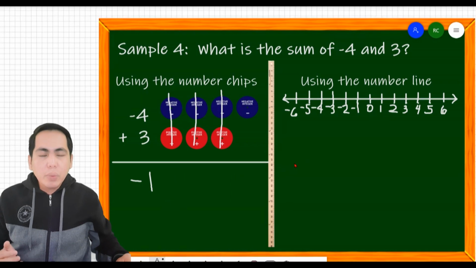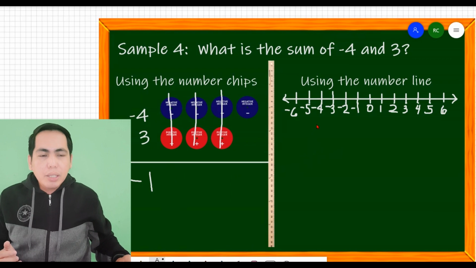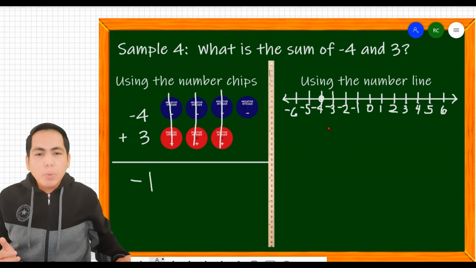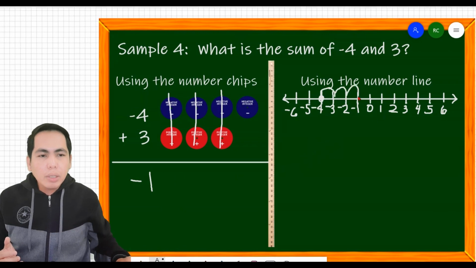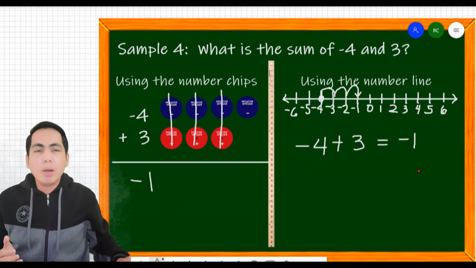So next we are going to use our number line. So let us begin by identifying our first addend. Our first addend is negative 4, and then we are going to move 3 terms or 3 steps towards the positive direction. 1, 2, 3. So therefore, when we add negative 4 plus positive 3 will give us negative 1.